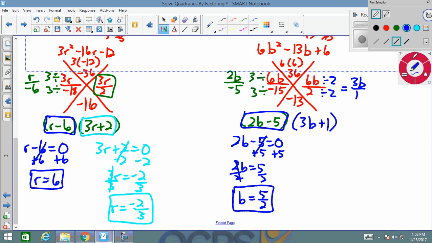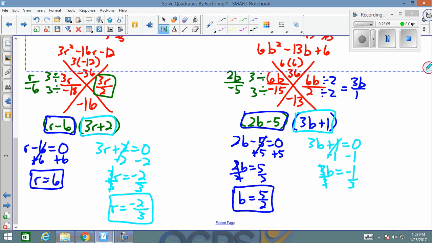Then take our second parenthesis, which is 3b plus 1. So equal to 0. And subtract the 1 first. Divide by 3. And leave it as a fraction.